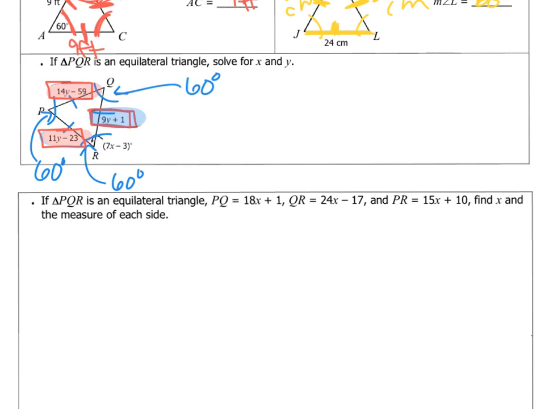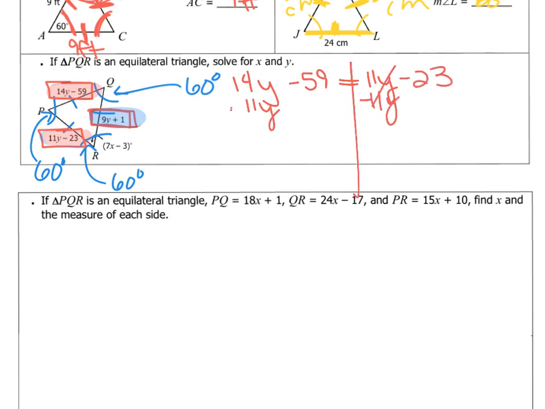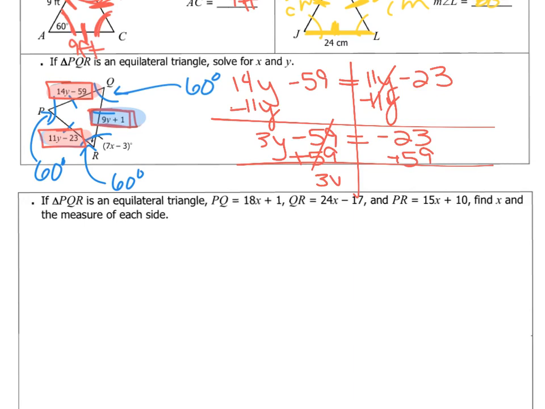So yeah, maybe I'll do what I have highlighted here in red. So we'll do 14y minus 59 equals 11y minus 23. Get y on the left. We always like that variable on the left. All right, just going through my algebra here. And we're going to add 59 to both sides. And we end up getting 3y is equal to 36. Divide both sides by 3, and we get y to equal 12.